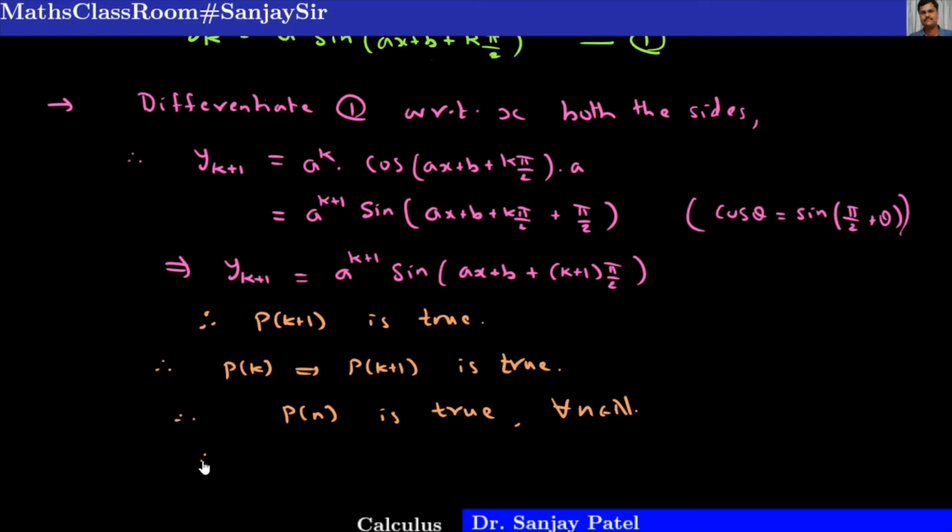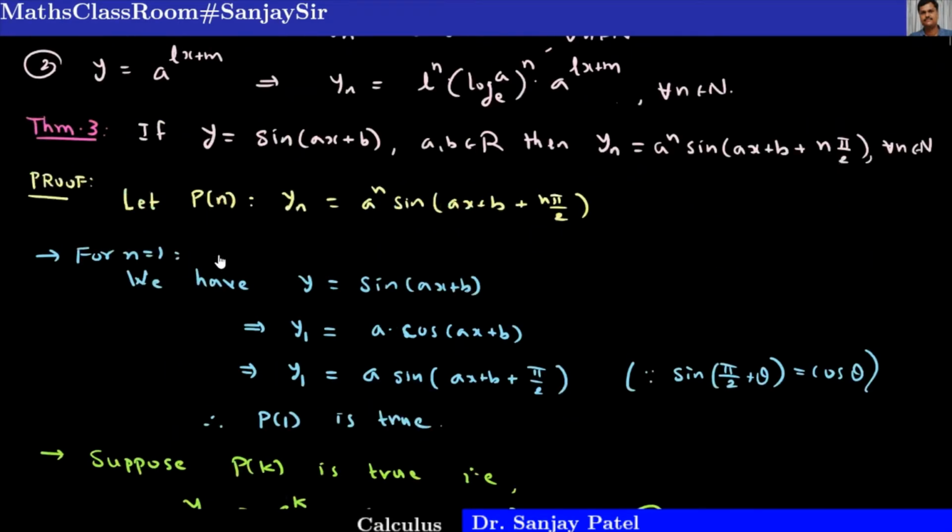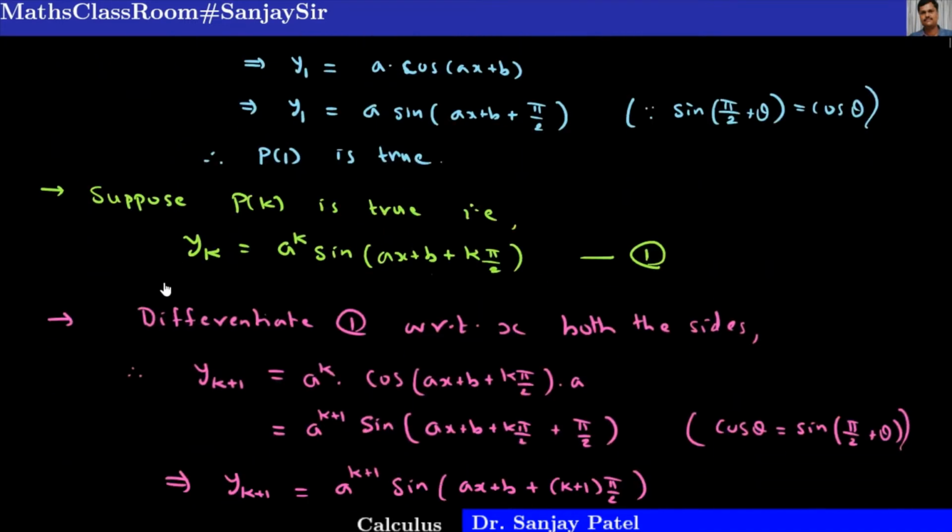So what is proved? That yn is equal to a raised to n into sine ax plus b plus n into pi by 2 is true for every n belongs to N. So we have proved this first theorem of today's lecture, that if y is equal to sine ax plus b, then yn is equal to a raised to n sine ax plus b plus n pi by 2. Now just replace the word sine by cos at these two places, and what we get is our next result, that is theorem number 4.